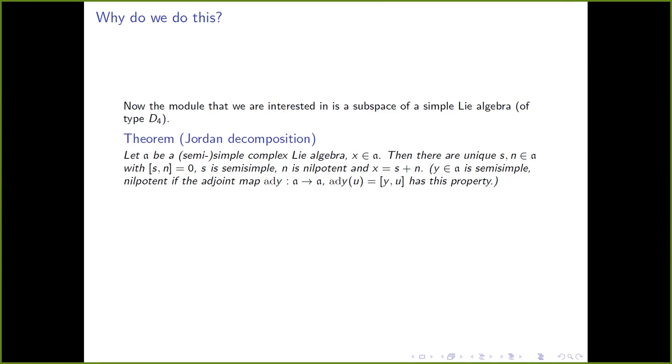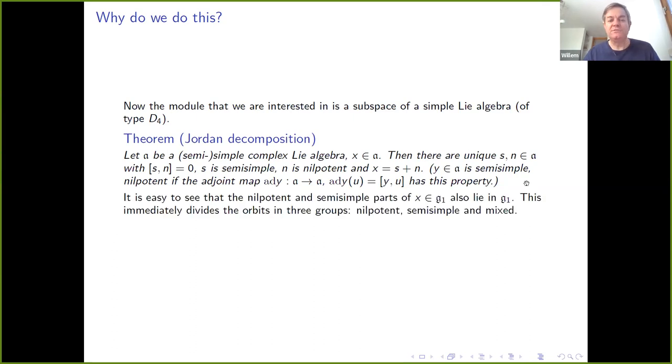So the definitions of semi-simple and nilpotent depend on the adjoint map. That's a linear map, therefore you have these notions. And one of the key results also in the classification of simple Lie algebras is that there is this Jordan decomposition.